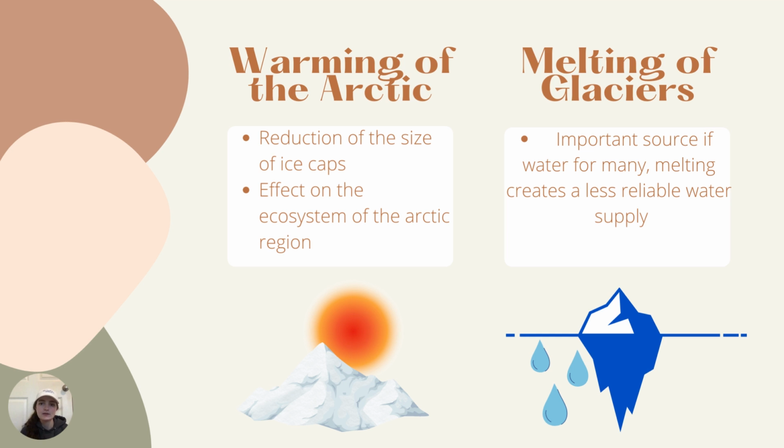Now, you don't need to know the specifics of all of these, although it might be helpful. What we want you guys to take away with this is that the greenhouse gas effect and climate change combine together to create effects such as the warming of the Arctic and melting the glaciers. These melt the ice caps and create a less reliable source of water for everyone.